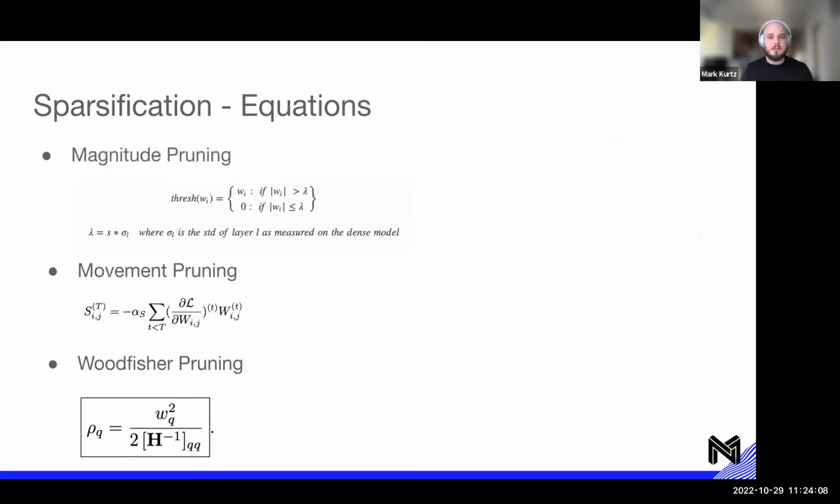Oh, I apologize. Not sure what's happened with my slides here, but diving into the sparsification equations. So we have magnitude pruning at the top here, which is where we're going to take in a weight and we're going to set a threshold on it. So we're going to keep the weight if it's greater than some threshold, or we're going to set it to 0 if it's less than that threshold.